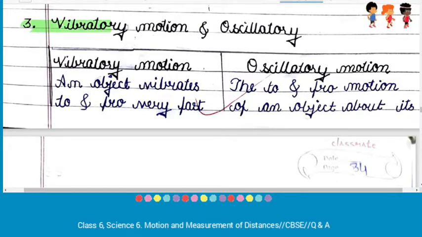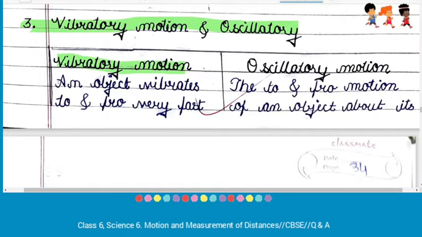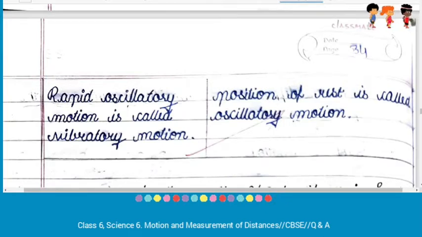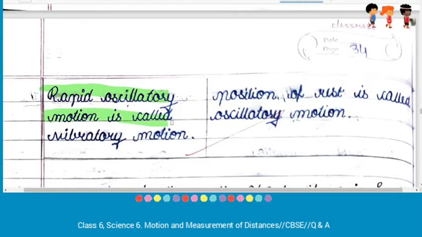Third one, vibratory motion and oscillatory motion. What is vibratory motion? An object vibrates to and fro very fast. Rapid oscillatory motion is called vibratory motion.